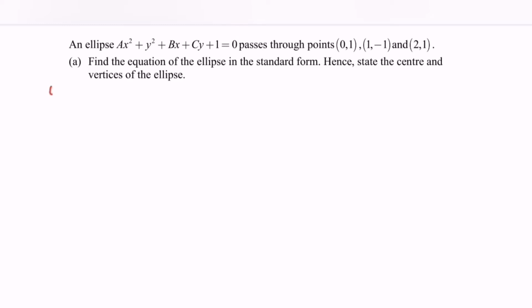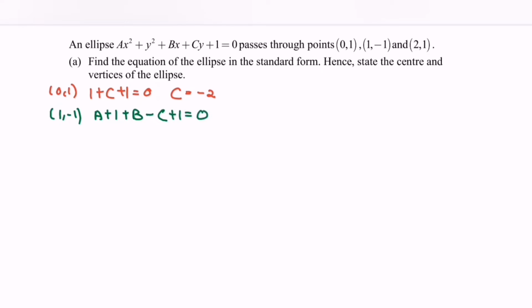So for the point (0, 1), if we substitute, we will have 1, 0x, then we have plus c plus 1 equals to 0. So from here, c is equal to negative 2. Next, we have the second point, (1, -1). So if we substitute, we will have a plus 1 plus b minus c plus 1 equals to 0.